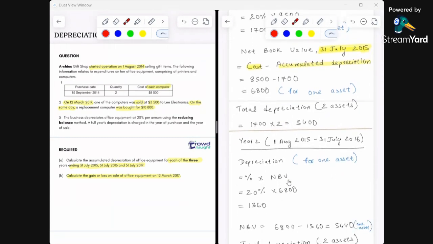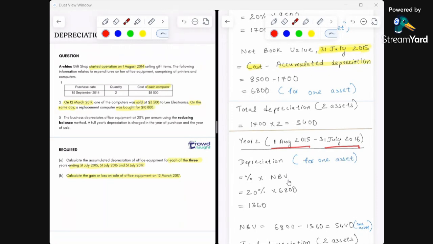Year two, as we understand, will start on 1 August 2015 and end on 31 July 2016. Okay? And in between these 12 months that we've got in year two, we are confident in saying that we haven't purchased any non-current asset, nor have we sold any non-current asset. Now, we will calculate depreciation again for one of these assets only, just to avoid complications and simplify everything.